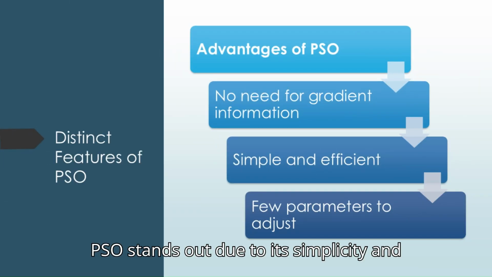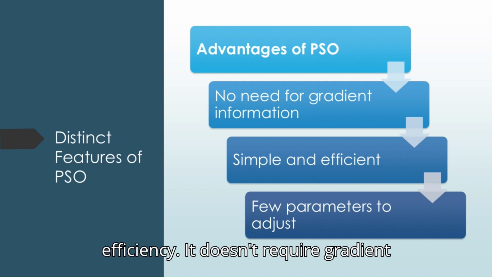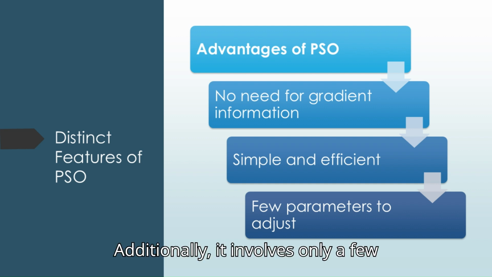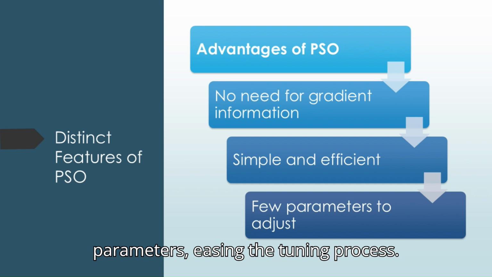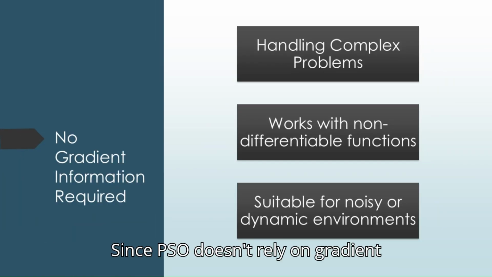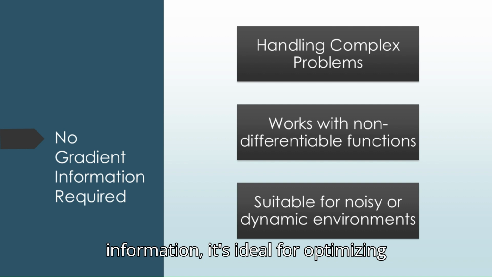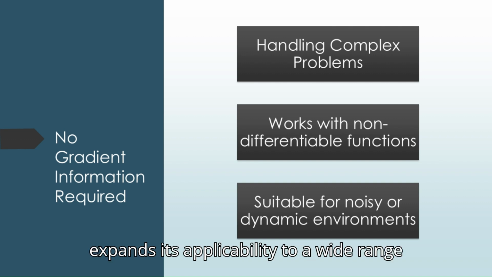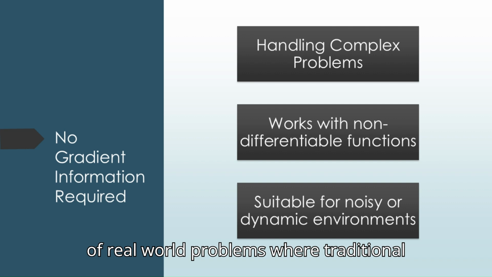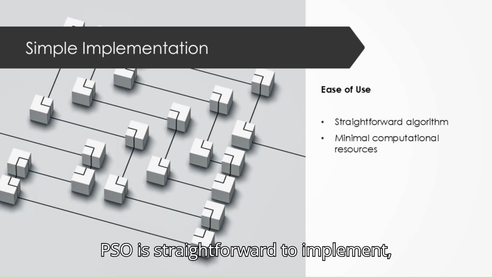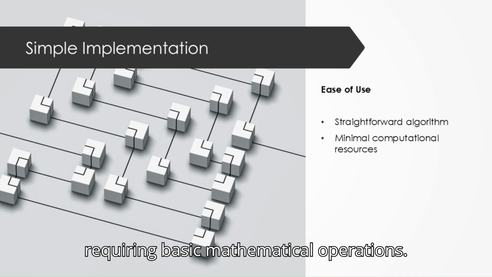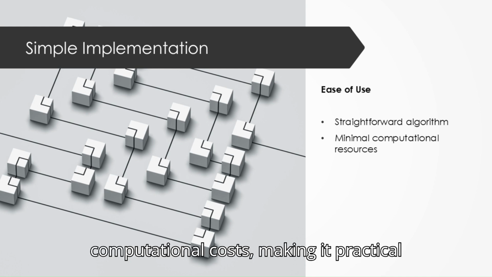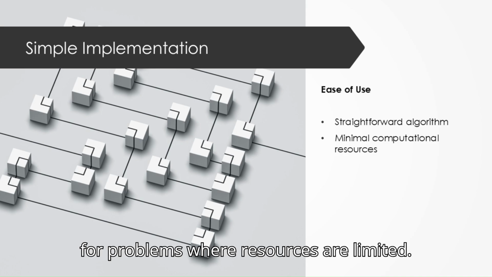PSO stands out due to its simplicity and efficiency. It doesn't require gradient information, making it suitable for complex or non-differentiable functions. Additionally, it involves only a few parameters, easing the tuning process. Since PSO doesn't rely on gradient information, it's ideal for optimizing functions that are non-differentiable, discontinuous, or noisy. This expands its applicability to a wide range of real-world problems where traditional methods may falter. PSO is straightforward to implement, requiring basic mathematical operations. Its simplicity translates to lower computational costs, making it practical for problems where resources are limited.